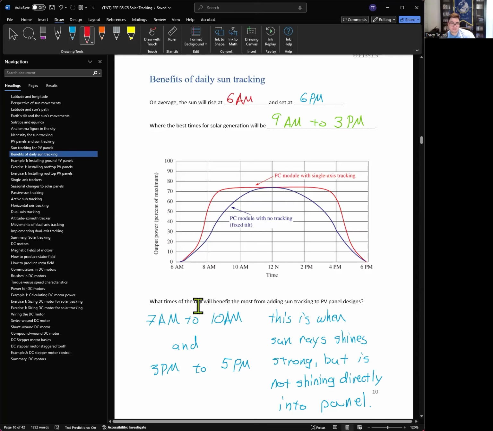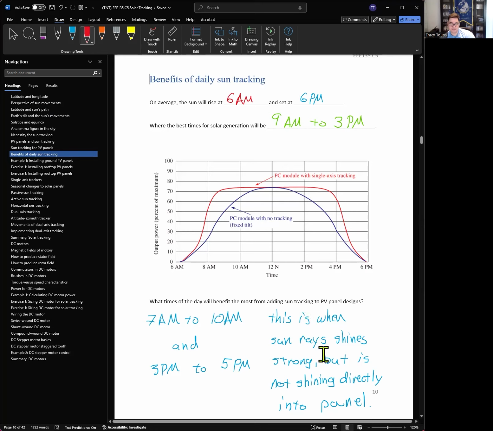Right. So what times of day will you benefit most from added sun tracking to a PV panel design? From 7 a.m. to 10 a.m. and from 3 p.m. to 5 p.m. So think about right here to about right here. This is where we get the biggest differential between the two lines. All this area right here, this is extra energy we're benefiting with solar tracking. Same thing over here, about 3 to 5 p.m. This is where we need the biggest benefit.